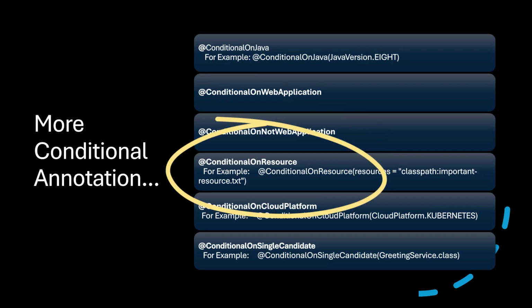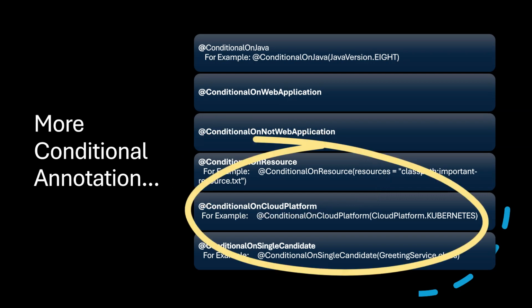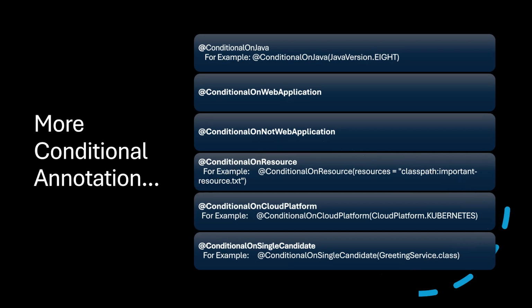@ConditionalOnResource. This annotation creates a bean only if a specific resource is present on the classpath. For example, to create a bean only if a particular configuration file is available. @ConditionalOnCloudPlatform. This annotation allows us to create a bean based on the cloud platform the application is running on. For example, to create a bean only if the application is running on Kubernetes.